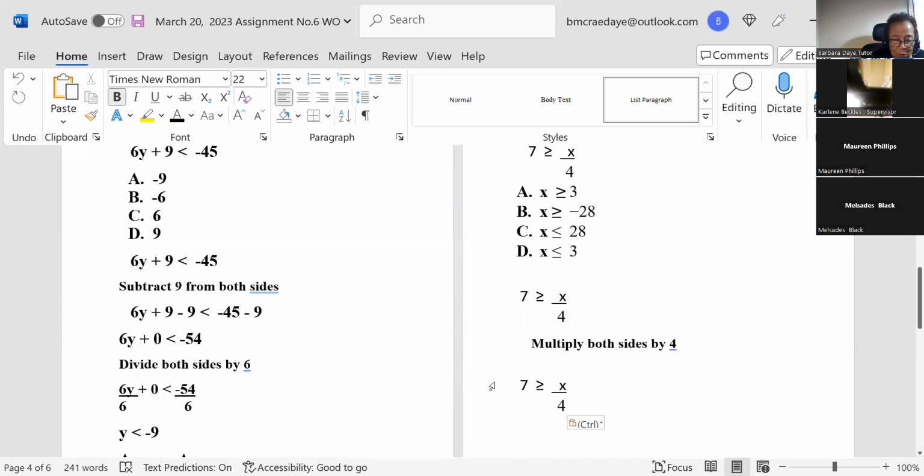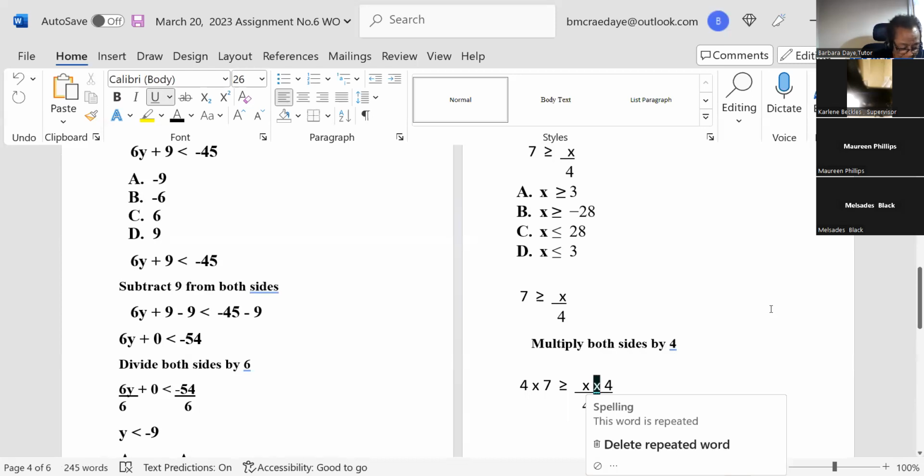So that would be 4 right here, 4 times 7. And this is x over 4. And this would be times 4. All right. Let me make that an asterisk so we don't have the x here.